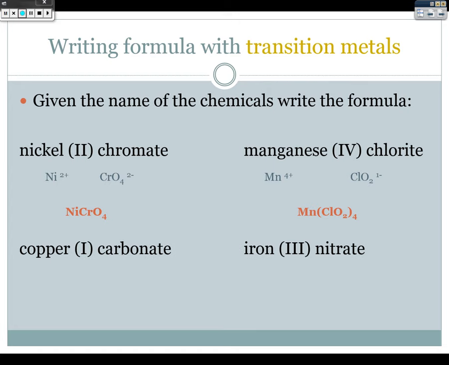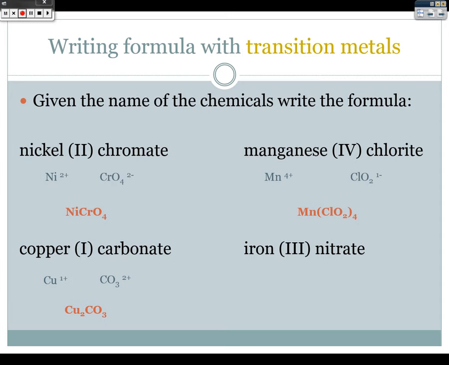What about copper 1 carbonate? Copper 1 tells me that it's a Cu1+. Carbonate's a CO3 2-. Sorry about that typo there. If I have a 1+ and a 2-, I need to balance those out. So I'm going to need 2 1+s to balance out a 2-. So I'm going to get Cu2CO3.